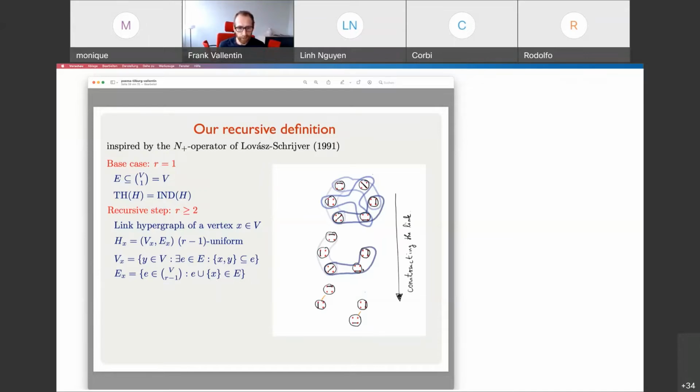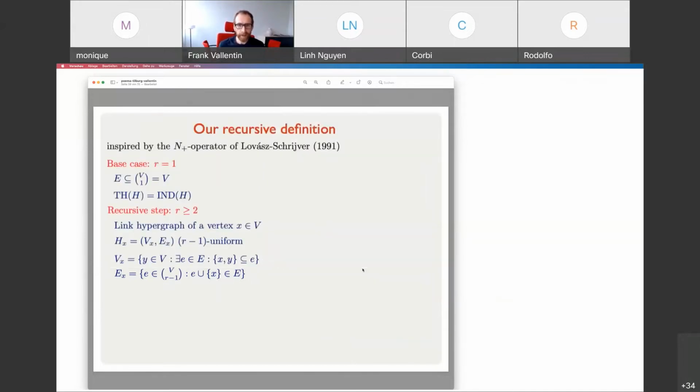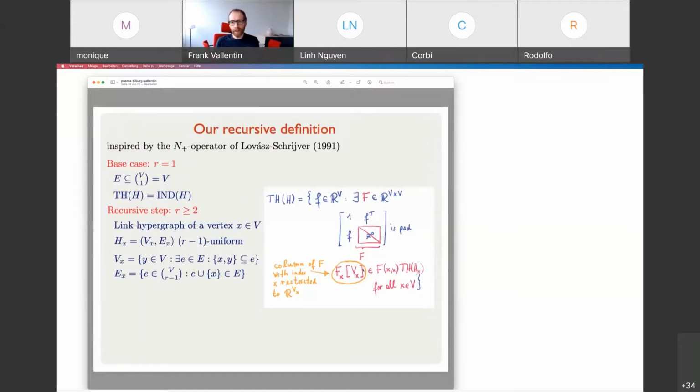Okay, so once we have the construction, we can define the theta body of a hypergraph. So here's the definition of the theta body of the hypergraph. Again, these are all vectors f in R^V, as before. So there exists a matrix F, again with rows and columns indexed by the vertex set, such that this bordered matrix is positive semi-definite, just as before.